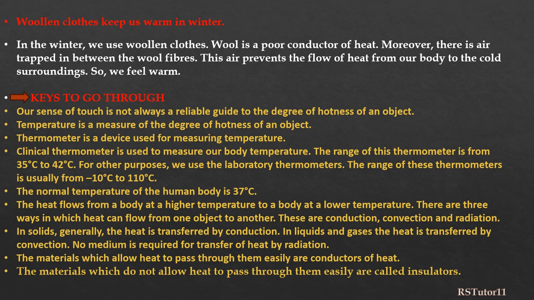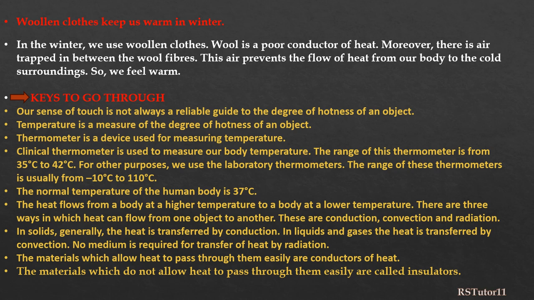Okay, what was in this chapter? Let's go through that. Our sense of touch is not always a reliable guide to the degree of hotness of an object. Temperature is a measure of the degree of hotness of an object. There are two types of thermometers, which are they? Clinical and laboratory. A thermometer is a device used for measuring temperature. The clinical thermometer is used to measure our body temperature. The range of this thermometer is from 35 to 42 degrees Celsius, whereas the laboratory thermometer ranges from -10 to 110. Yes, the normal temperature of a human body is 37 degrees Celsius.